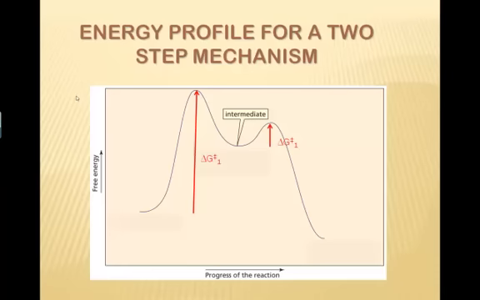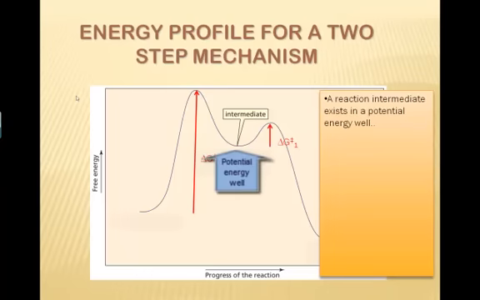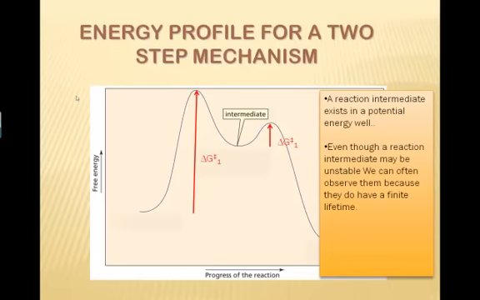This particular energy profile represents a two-step reaction mechanism. In this energy profile, we have two transition states, and we also have a reaction intermediate. A reaction intermediate is a species that exists in a potential energy well. Even though it may be somewhat unstable, we can often observe them because they have a finite lifetime. So we have a pretty good idea of what a reaction intermediate looks like, as opposed to a transition state where we can only guess.